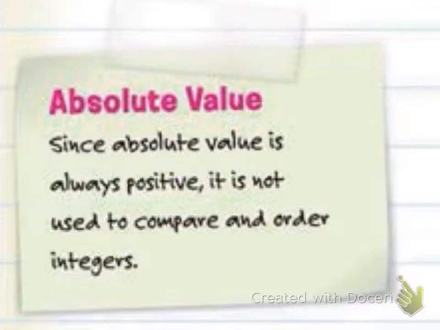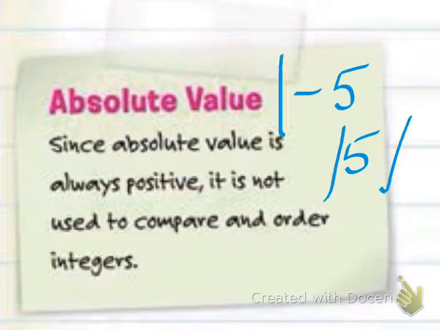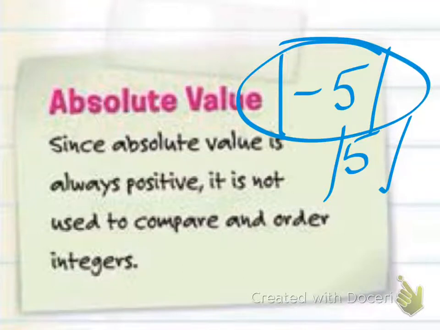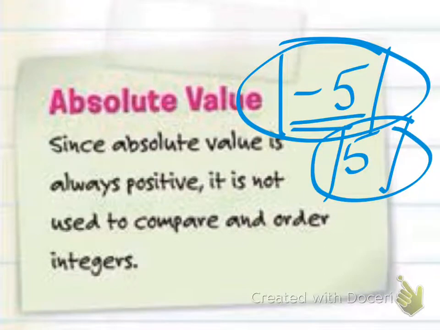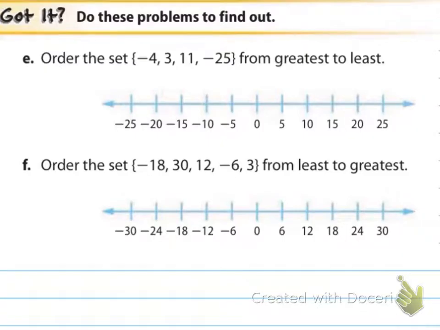So since absolute value is always positive, it is not used to compare and order integers. Yeah, we don't want to find the absolute value of things because we're trying to put them in order from least to greatest. And you can't have -5 and +5 and take the absolute value of both and try and put it in order, because it's not going to work. This represents the same as this, and I can't put it in order by the actual numbers if I'm doing absolute values.